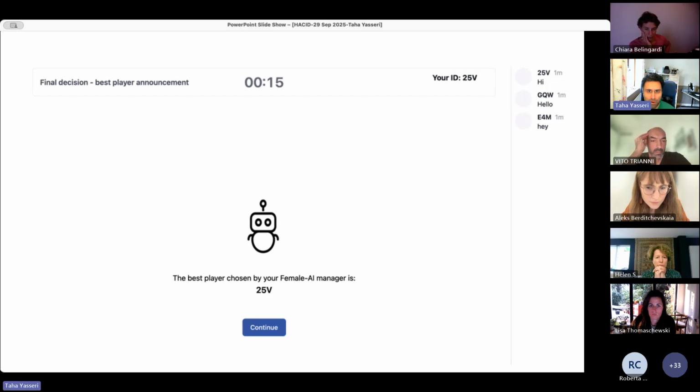In reality, and this is very important, in reality, we didn't have any manager. We randomly selected one of the players and we said, you were the best. Here goes €2, 2 additional euros. Because again, we didn't want to check if AI can do a managerial job. We wanted to check how people react to decisions coming from an AI manager.